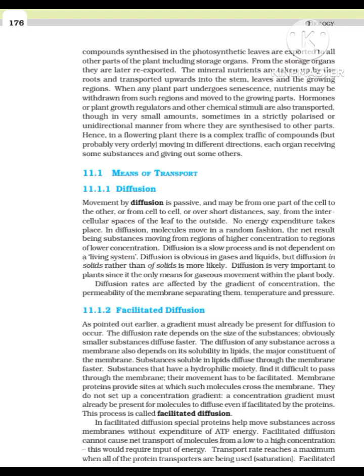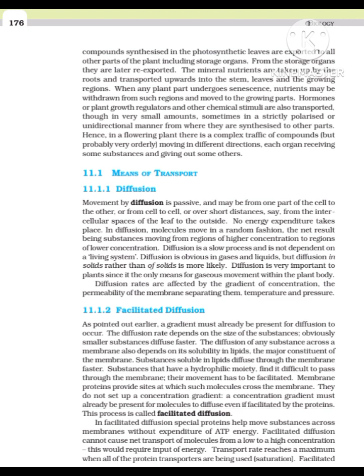11.1.2 Facilitated diffusion. As pointed out earlier, a gradient must already be present for diffusion to occur. The diffusion rate depends on the size of the substances. Obviously, smaller substances diffuse faster. The diffusion of any substance across a membrane also depends on its solubility in lipids, the major constituent of the membrane. Substances soluble in lipids diffuse through the membrane faster.